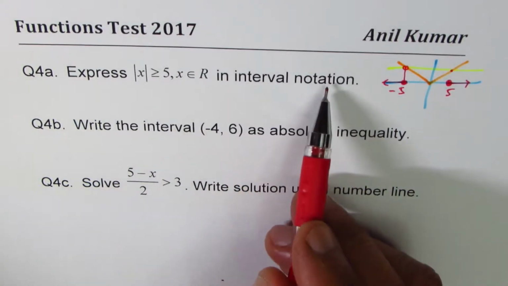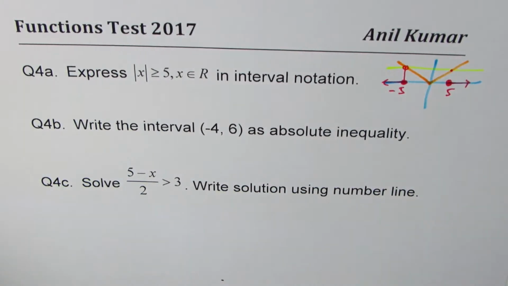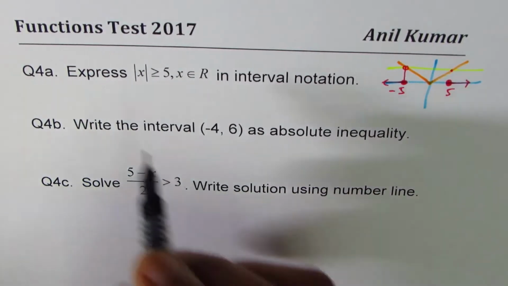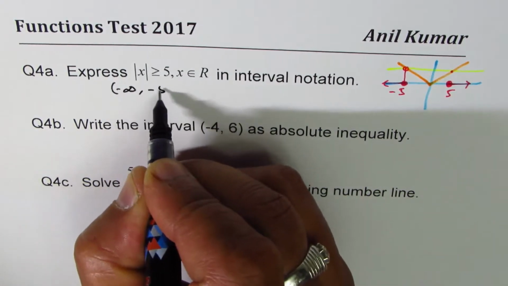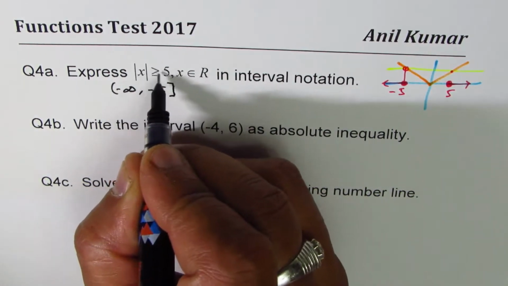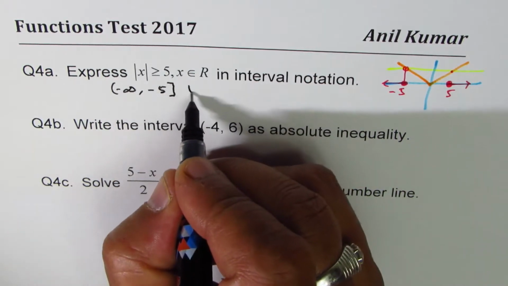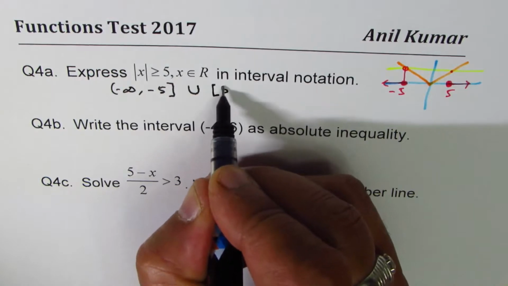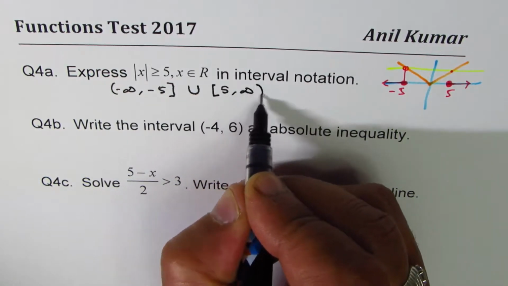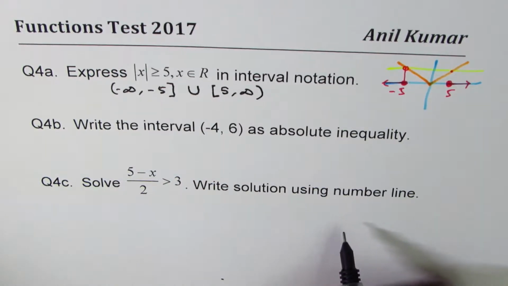You need to express in interval notation. So you can write this as from -infinity to -5. -infinity is never included, to -5 included, since this is greater than or equal to, right? Union from 5 to infinity. So that is how you need to write this solution in interval notation.